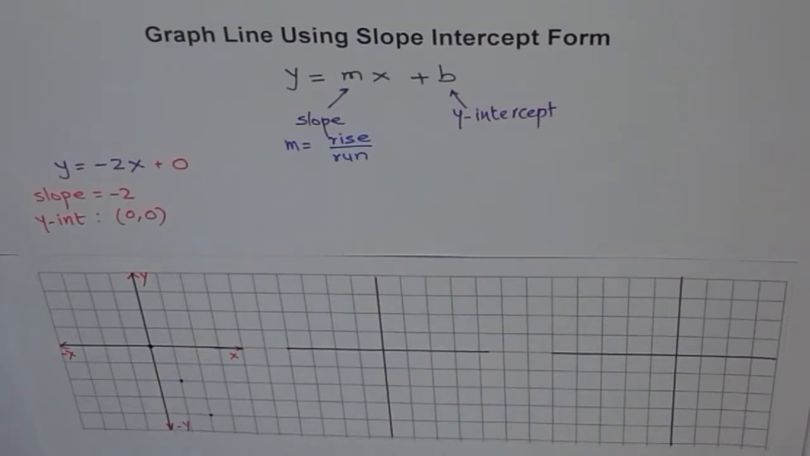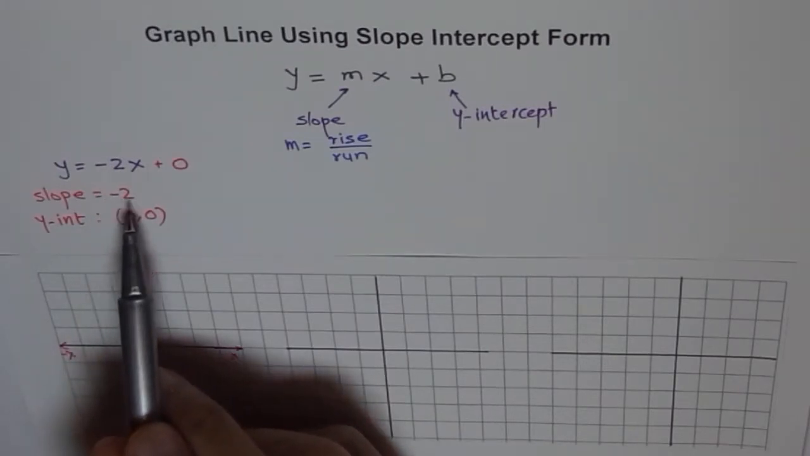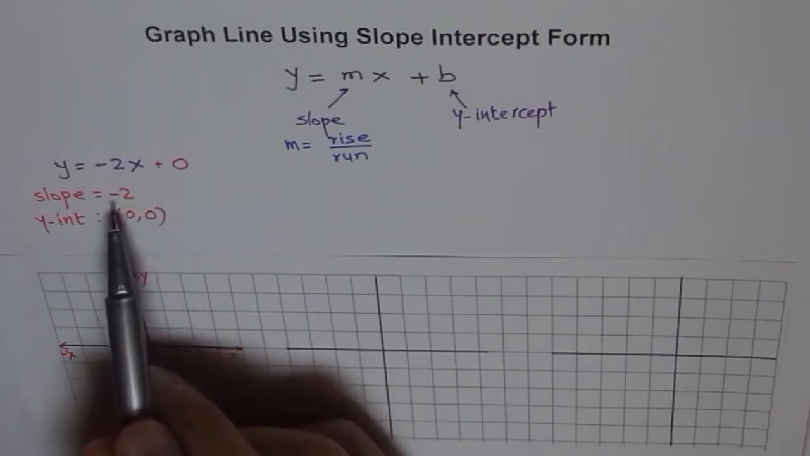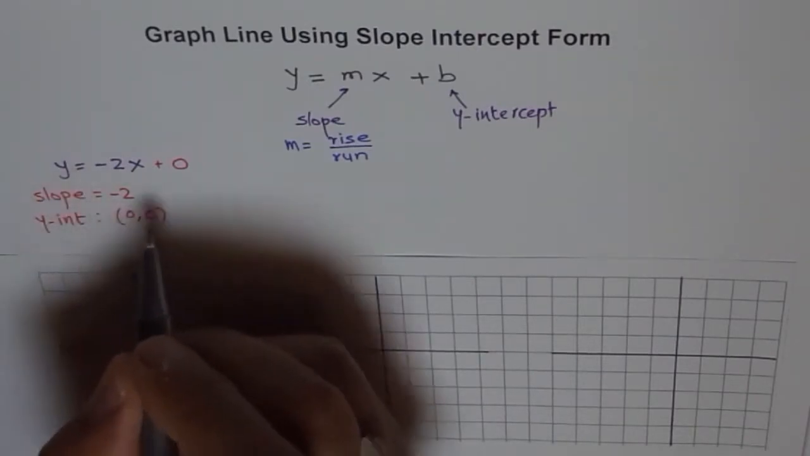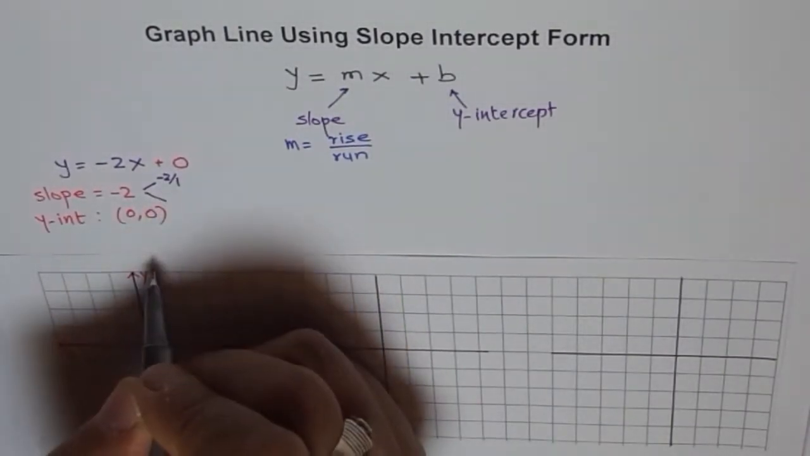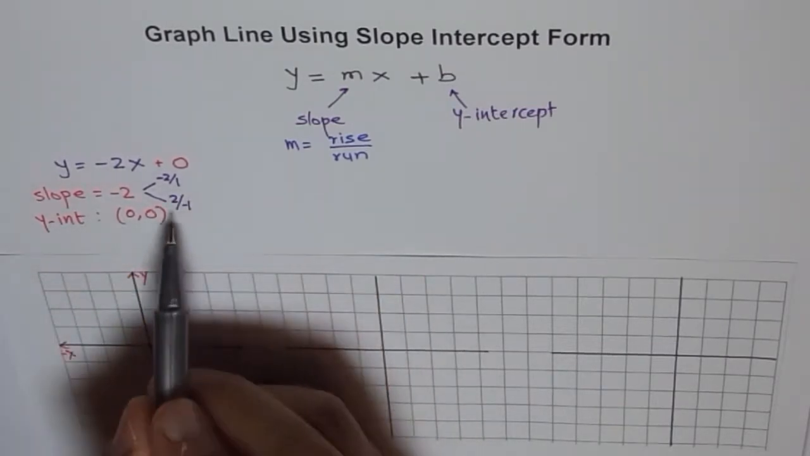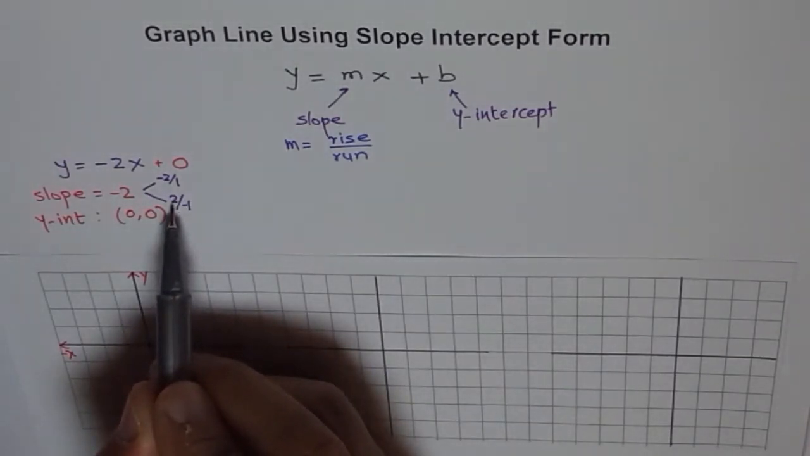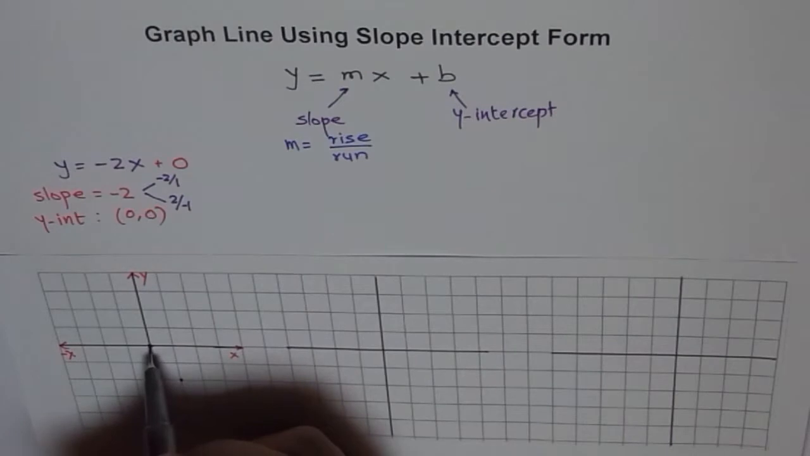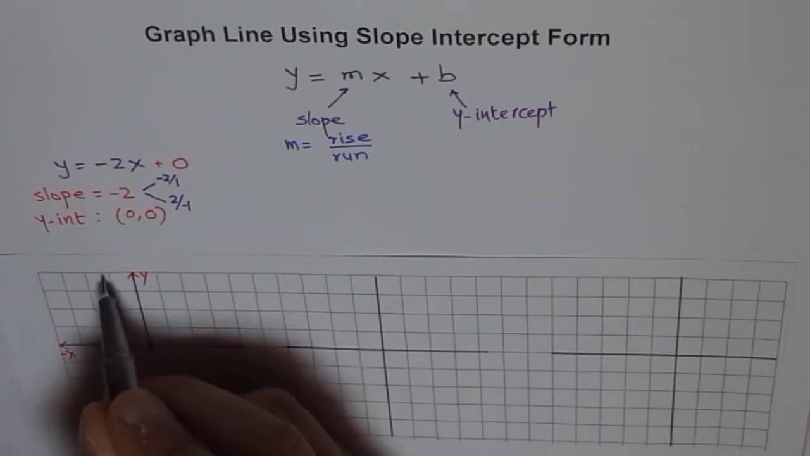You will appreciate that if I write a slope of minus 2, then I can also think of it as 2 over minus 1. Minus 2 can be thought of as minus 2 over 1, or you could think of it as 2 over minus 1. Do you understand? So if I take 2 over minus 1, that means rise is 2 and run is minus 1. Let me go from here, the y-intercept. Rise is 2, 1, 2, and run is minus 1. You get this point, right? Again from here you can go rise 1, 2, and this point, right?